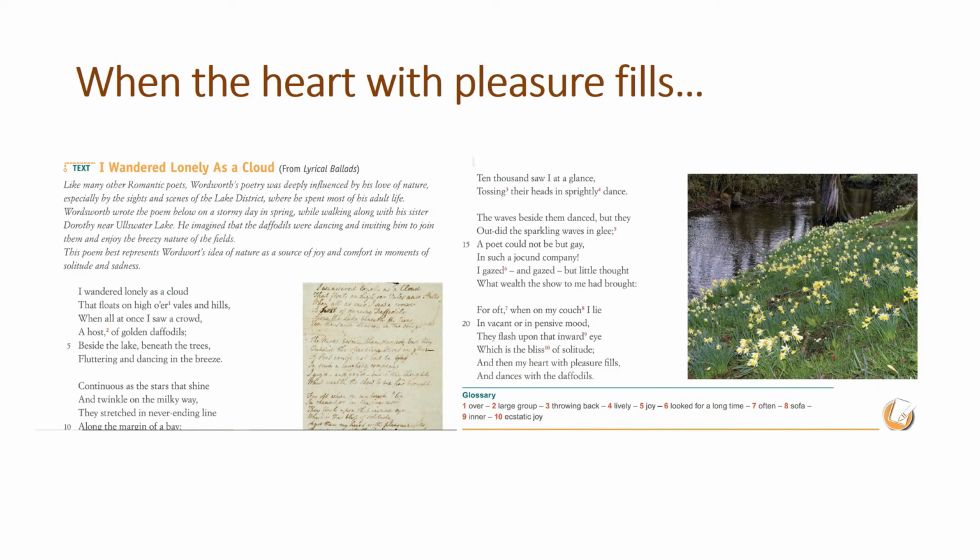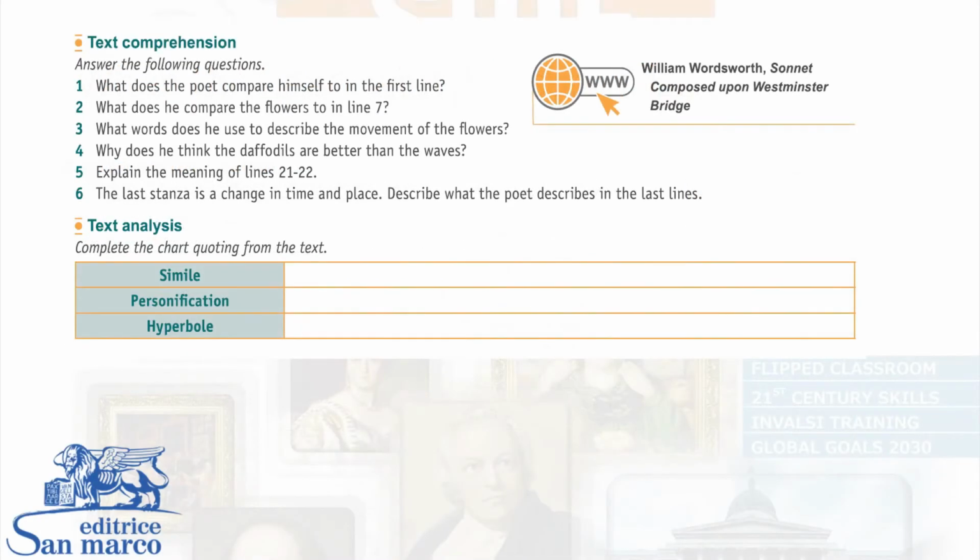And here is another very famous poem by Wordsworth, which again has to do with nature and with imagination. This is from Lyrical Ballads, as you all know, and I think we cannot ignore such a text if we are going to deal with nature and imagination in the Romantic age. And there are some text comprehension and text analysis activities that can be done in class or individually by students at home.